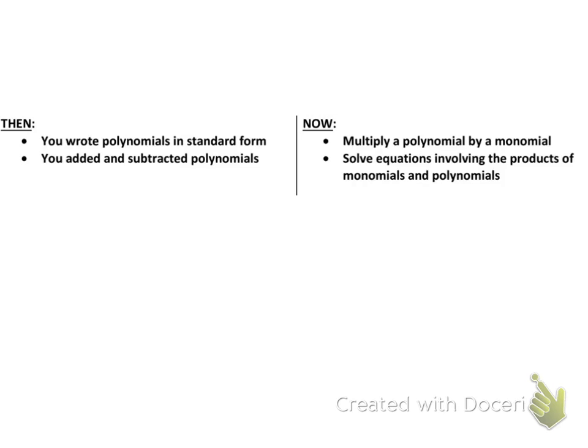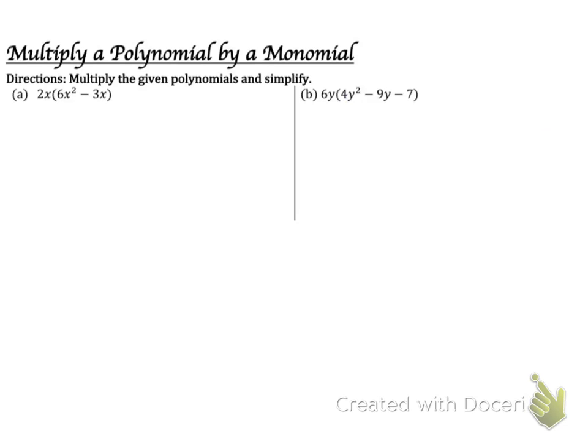That should have been a review from adding and subtracting polynomials from yesterday. Now we're going to learn how to multiply a polynomial by a monomial and solve equations involving the products of monomials and polynomials. So all of these things we've done before, they're just going to look a little different because we're going to have a few more variables than we're used to. So first we're going to multiply a polynomial by a monomial.